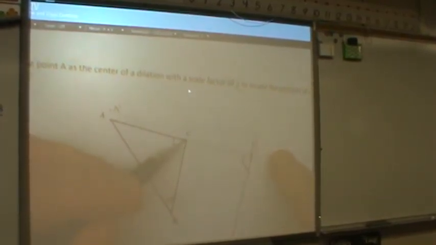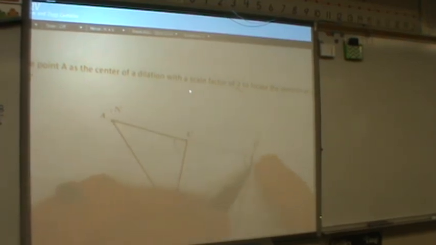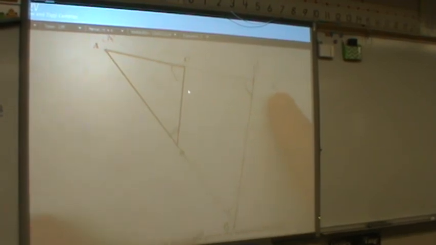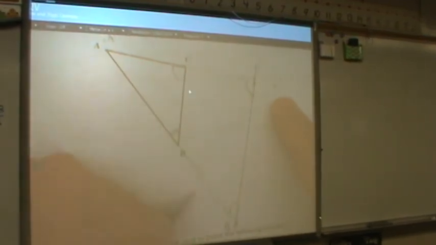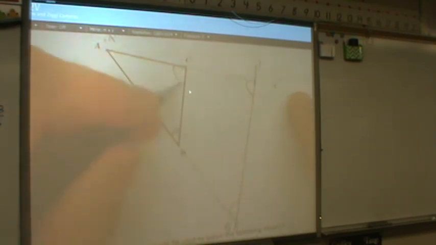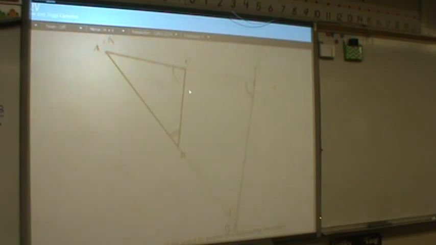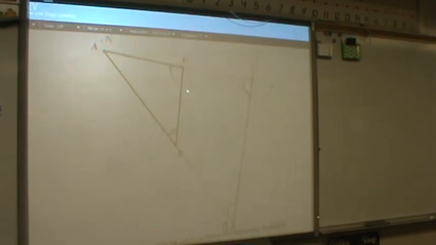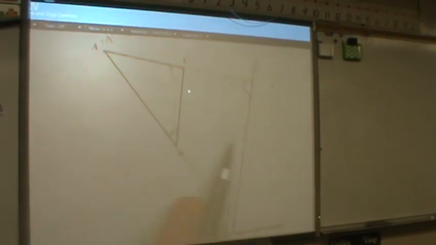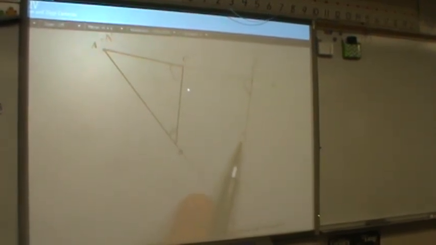joins the midpoints. C is a midpoint of A prime C prime, and B is a midpoint of A B, or A prime B prime. So B is in the middle of this hypotenuse, C is in the middle of this other side. BC joins the midpoints of two sides, is parallel to the third side, and is half the length. Why is BC parallel to this third side?